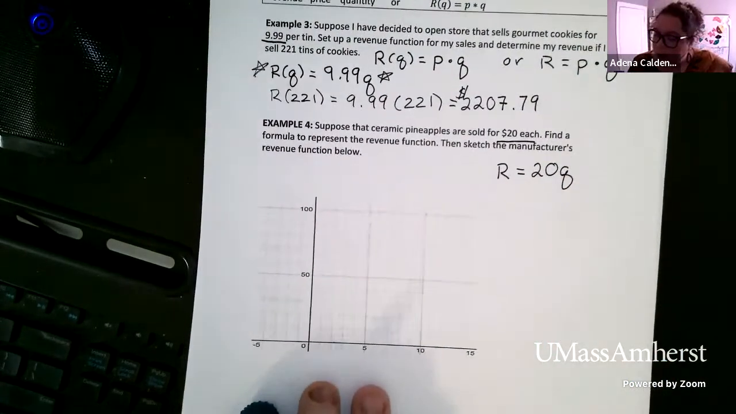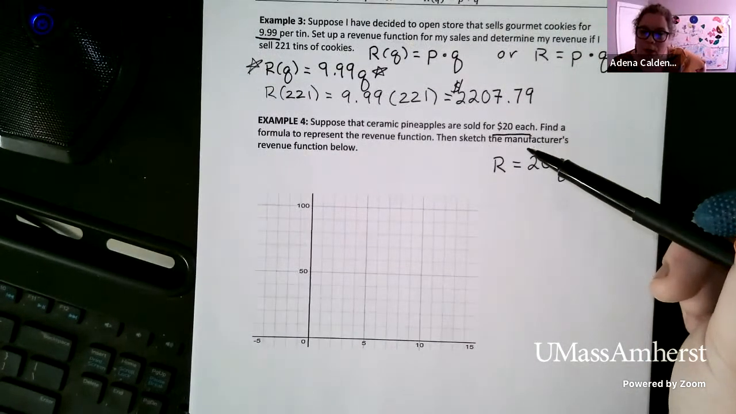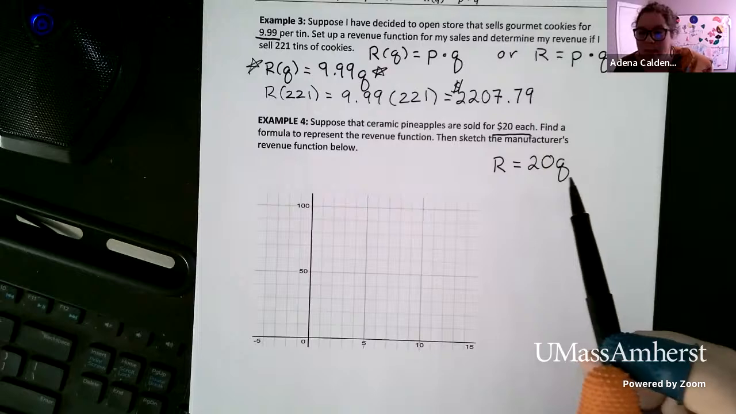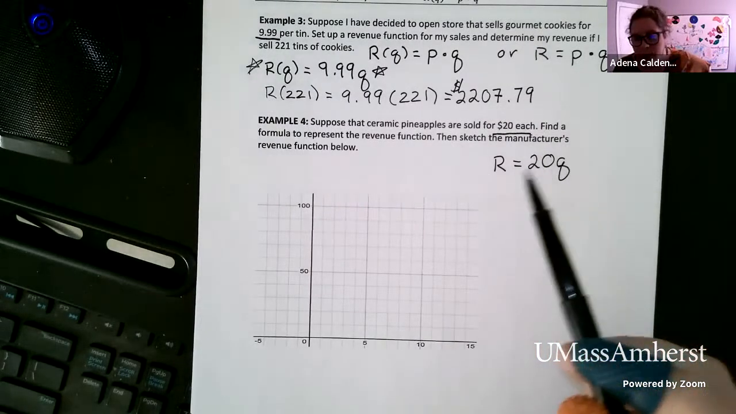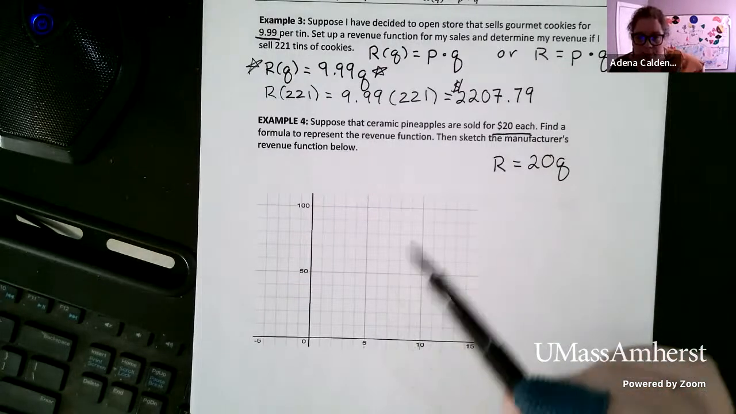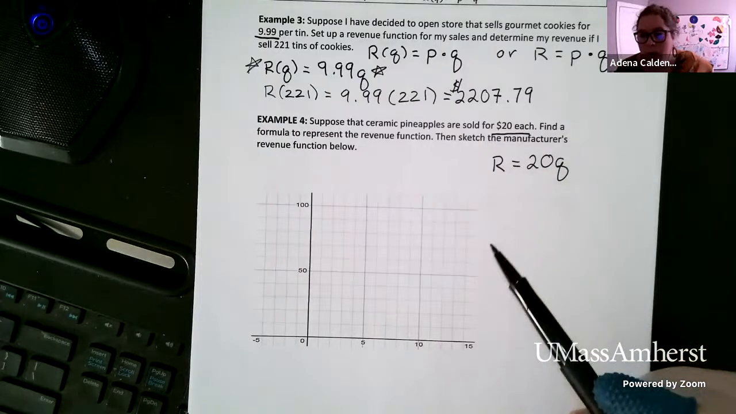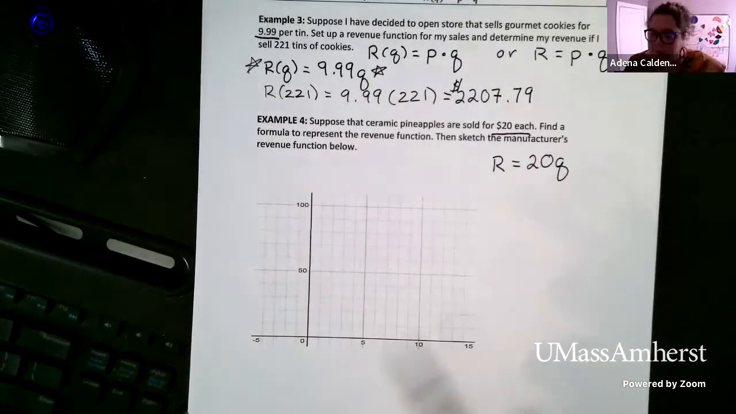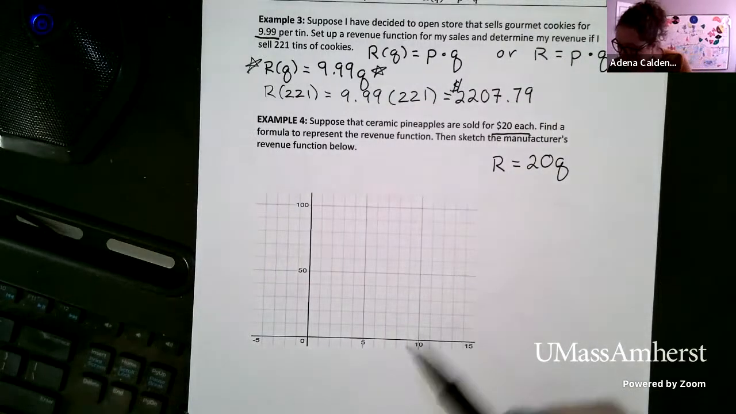Okay. So since we're selling these for $20 each, our revenue function is 20 times Q. So if we sell one, our revenue is $20. If we sell two, it's $40, so on and so forth. If we want to sketch this particular function, this is a linear term. So we would need 2 points that we know from this line, and then we can connect those points to figure out the line that we are going to be drawing.